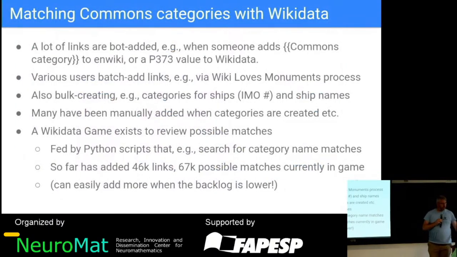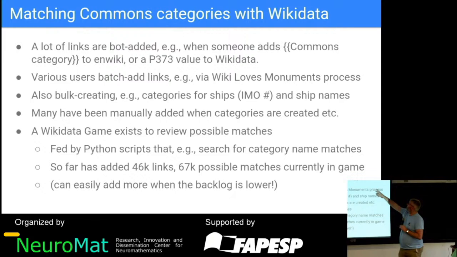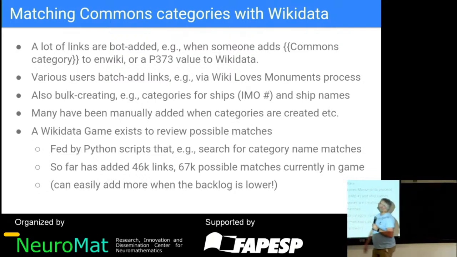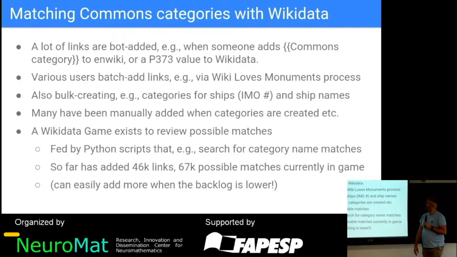Okay, so I said there's 5 million of these links that now exist. That was a huge job, and that's not something you can easily do manually, so there was a lot of bot work here. In particular, if someone adds a Commons category to a Wikipedia article, then the bot will find that and add the link. It got a lot from P373, which was the main system back in the day. It copied over 500,000, I think, from that, and it still does copy over. So if you do still want to use P373, you can put the value in, and the bot will copy it over to the site link.